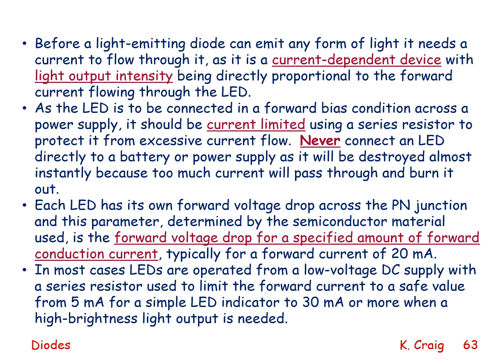Each LED has its own forward voltage drop across the p-n junction, and this parameter, determined by the semiconductor material used, is the forward voltage drop for a specified amount of forward conduction current, typically for a forward current of 20 milliamps, as we saw in the table. In most cases, LEDs are operated from a low voltage DC supply with a series resistor used to limit the forward current to a safe value from 5 milliamps for a simple LED indicator to 30 milliamps or more when a high brightness light output is needed.